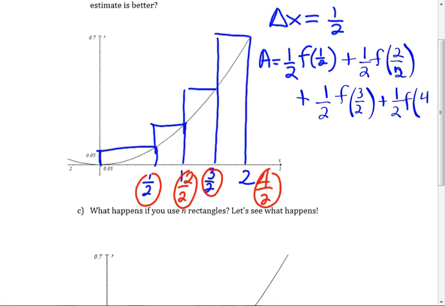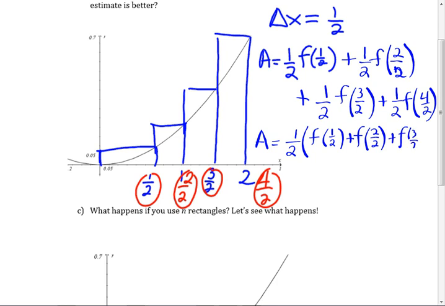Well, I'm just looking for some patterns. Can I factor anything out of that? Half. So you're going to get the area. I just want you to see it. Luckily for you, we are not doing these this way. We will only do very simple ones like 4 rectangles. So if I factor out 1/2, I get f of 1/2 plus f of 2/2. You see patterns here? Plus f of 3/2 plus f of 4/2.